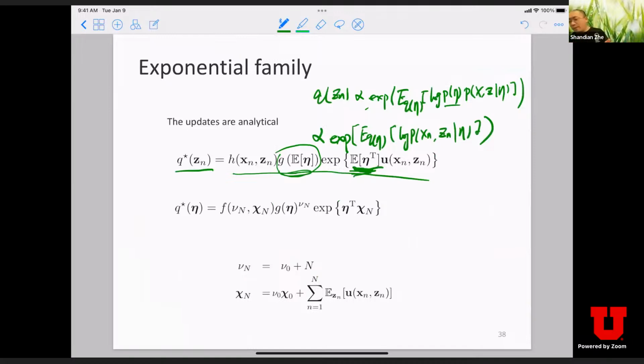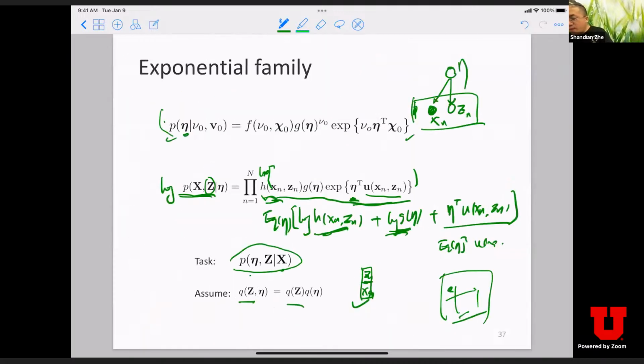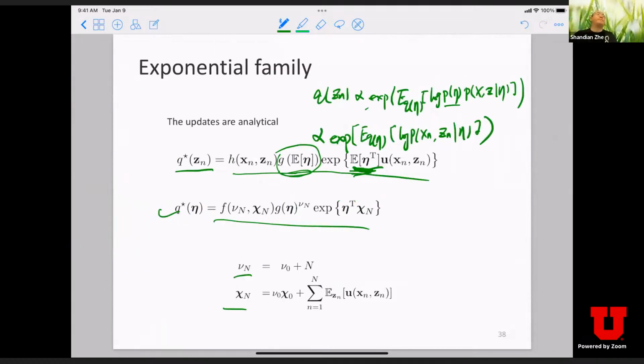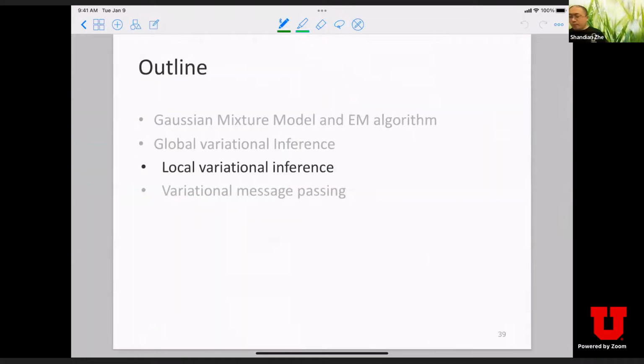And then you can follow the same rule to update the Q of eta, given all the QZNs. This will give you the same form as in the prior, but of course the parameters are changed. So again, I will ask everyone to derive those by yourself. Any questions so far? Okay, great.